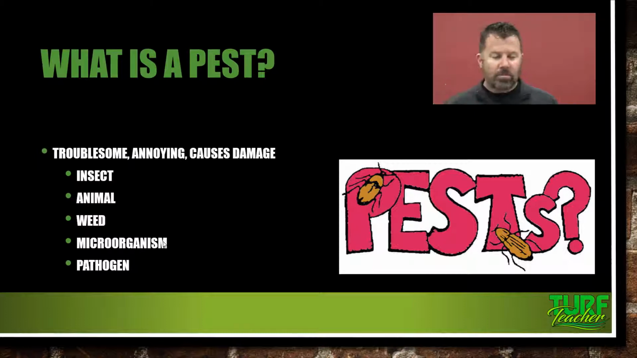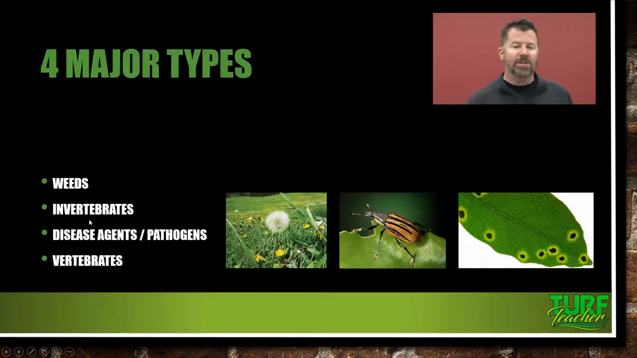And so we have to identify correctly what they are and educate our clients that, hey, you've got a Bermuda lawn, you're probably going to get a little bit of Bermuda grass inside your shrub beds. It's going to creep over. It's going to come up in your sidewalk. So education is always best, but there's 4 major types: weeds, invertebrates, disease agents and pathogens, and vertebrates.